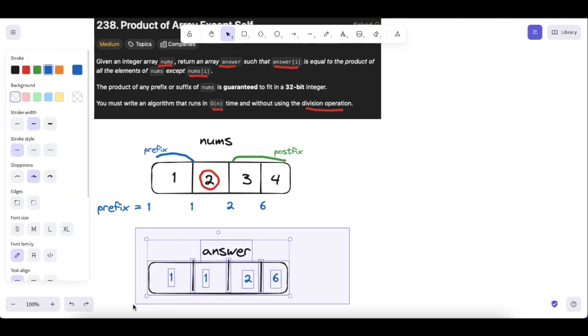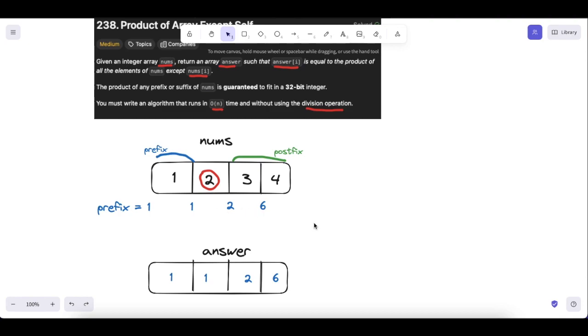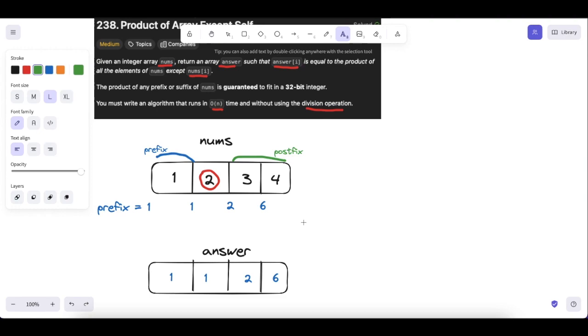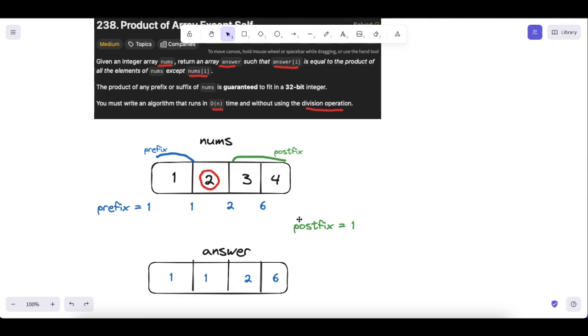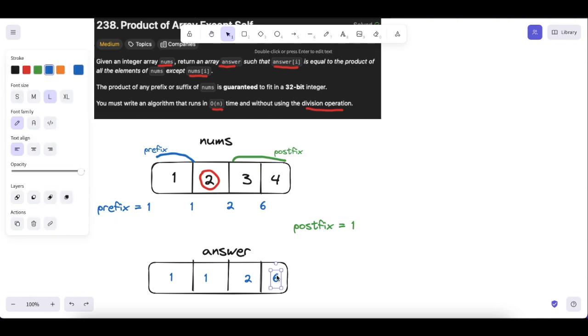We have now filled out all the prefixes in our answer array. We must iterate once again, this time for the postfixes. So again, we're going to start off our postfix with a neutral value of 1. And we're going to multiply this value by our already existing value in our answer array. So for the last number, because for our postfix we're going to be iterating from the back towards the front, we'd have 1 times 6, and so our answer would remain 6.